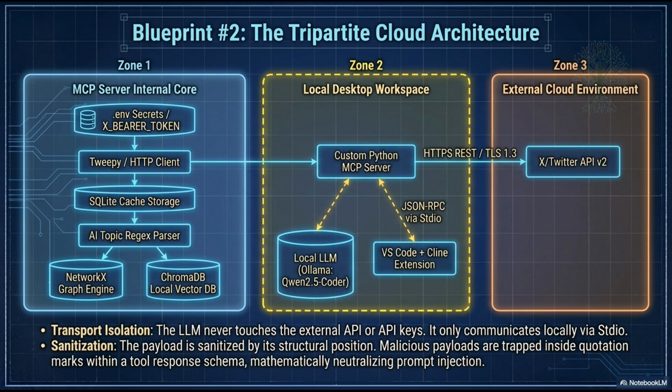It's like the difference between someone handing you a note that says "run outside" versus a note that says the suspect yelled "run outside." The context boundary fundamentally changes how you process the instruction. Exactly. The protocol payload sanitizes the data by its structural position before the LLM even calculates the next token. Wow. Okay, so with credentials secured and injection mitigated, let's look at the actual chronological execution of a complex query.